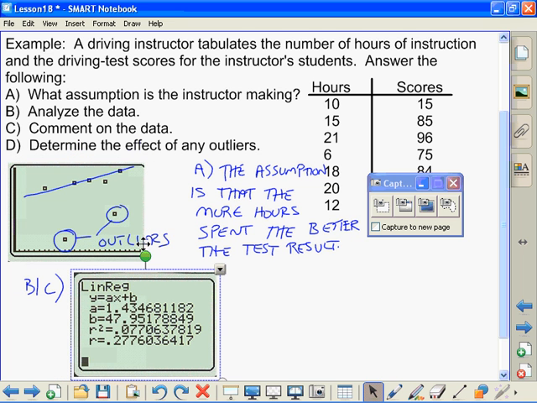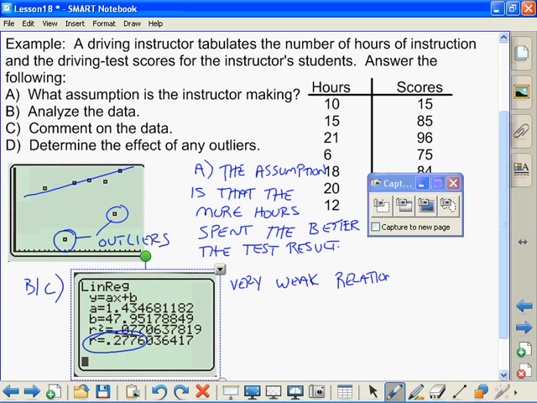Sorry about that, I think I cut out. So I did the linear regression analysis with the calculator, and what I found was our suspicions were correct. Our R factor is 0.277, so very, very weak. Very weak relationship.